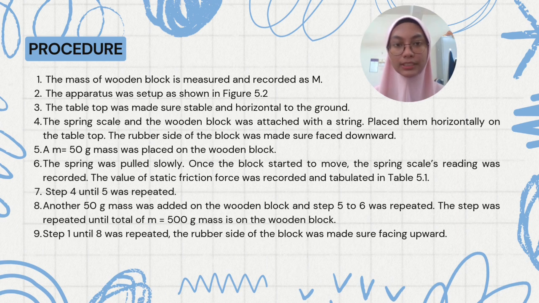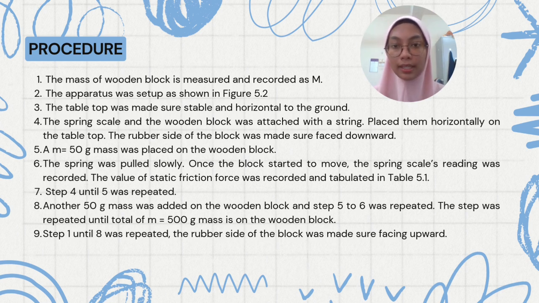Next is the procedure or sequence of this experiment. Firstly, the mass of the wooden block is measured and recorded as m. Secondly, the apparatus was set up as shown in figure 5.2. Third, the tabletop was made sure to be stable and horizontal to the ground. Fourth, the spring scale and the wooden block were attached with a string. It is then placed horizontally on the tabletop. The rubber side of the block was made sure to face downward.